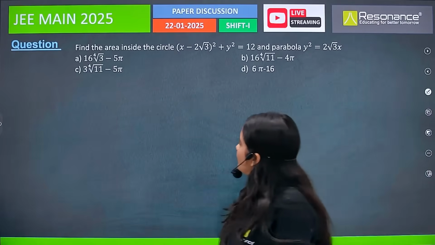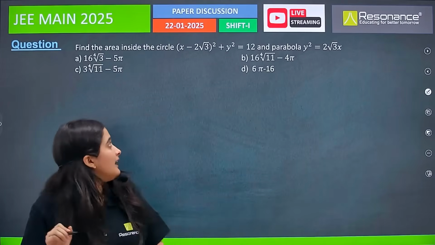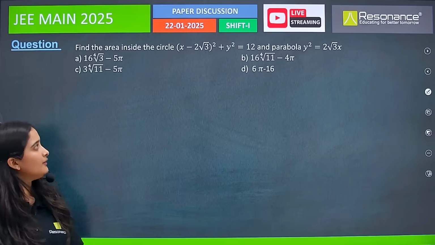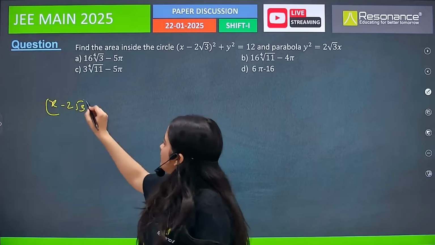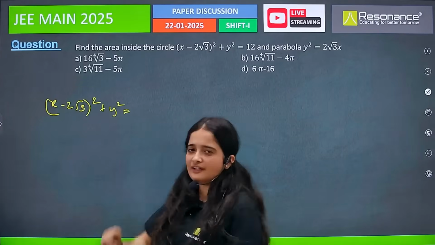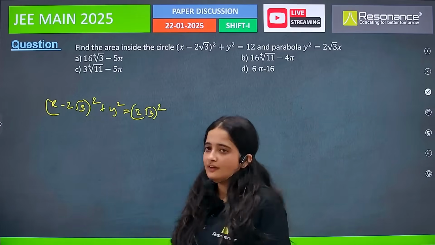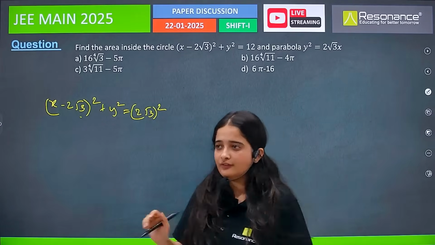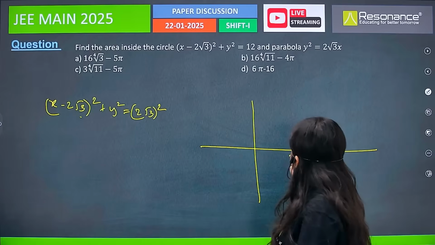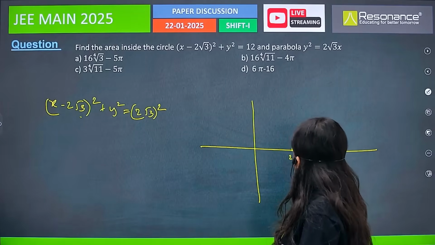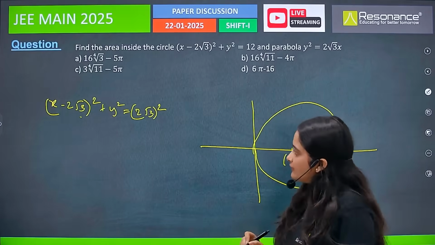So next question, what are you given? You are given, find the area inside the circle x minus 2 root 3 whole square plus y square equals 12. Can I write 12 as 2 root 3 whole square as well? Okay, so this value and this value are equal. So you are going to get a circle whose center is 2 root 3 comma 0 and radius is 2 root 3. So it will just touch the origin like this.